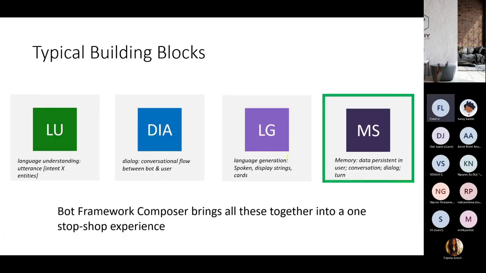The last important part is value: how we save the value in different scopes. The memory storage is like we can save our values in conversation, dialog or turn scope.